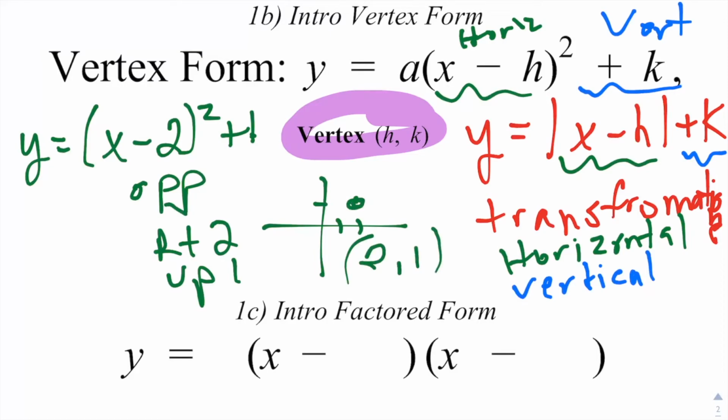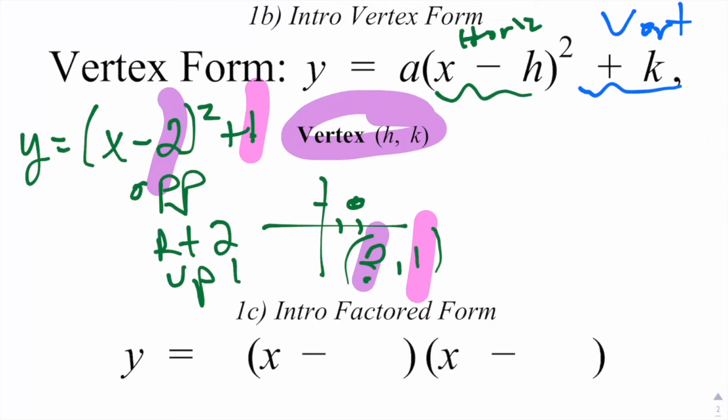What is my h value? My h value is 2. My k value is 1. So anytime you see a quadratic in vertex form, you can very quickly find the vertex. This helps for transformations, and it helps for solving. So I'm going to erase this over here.